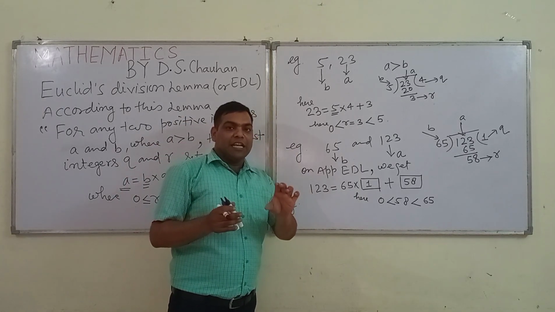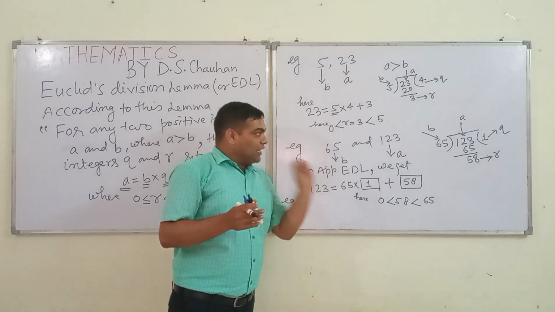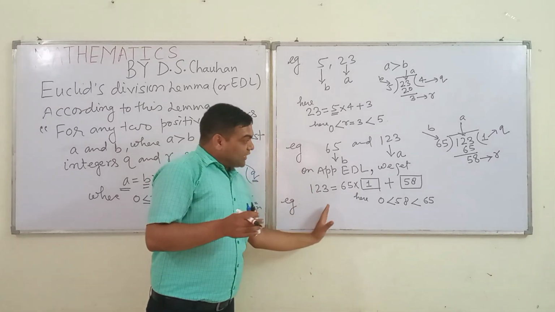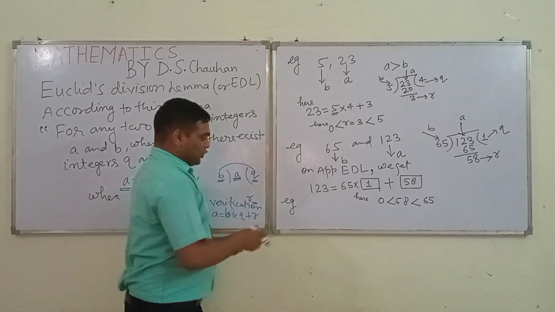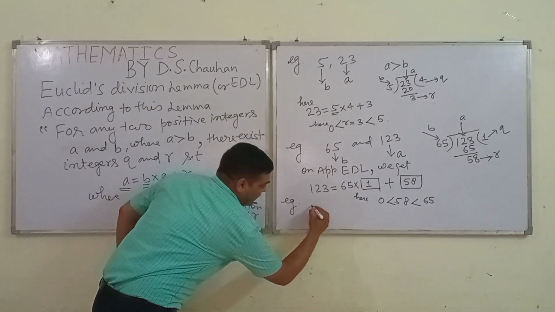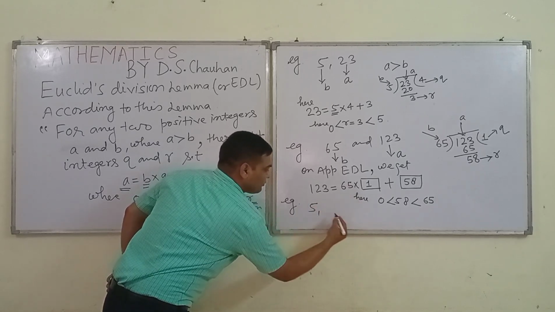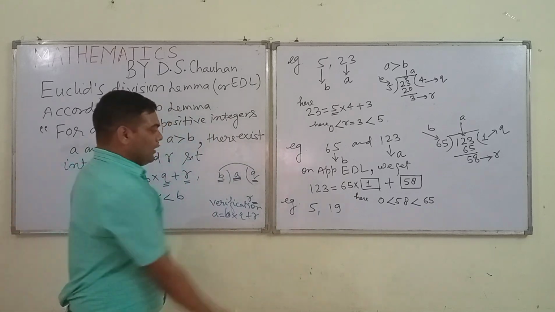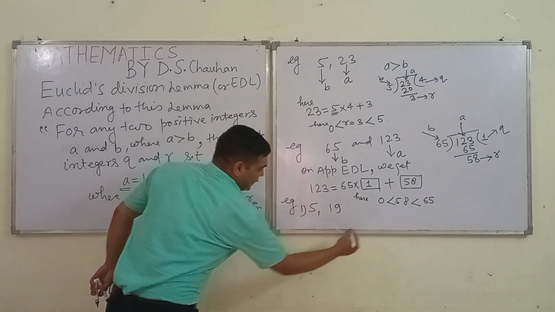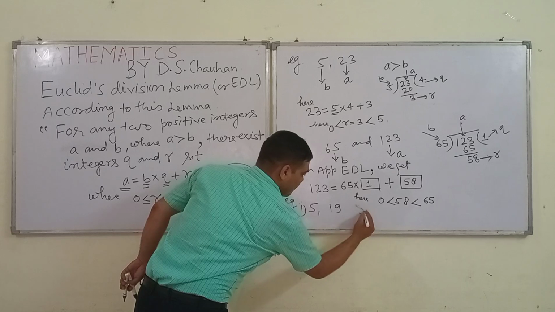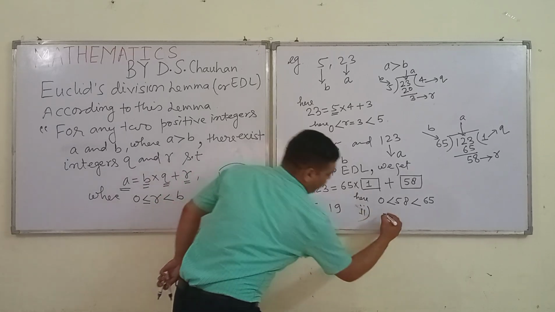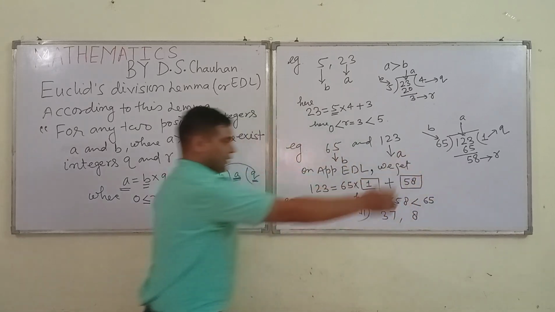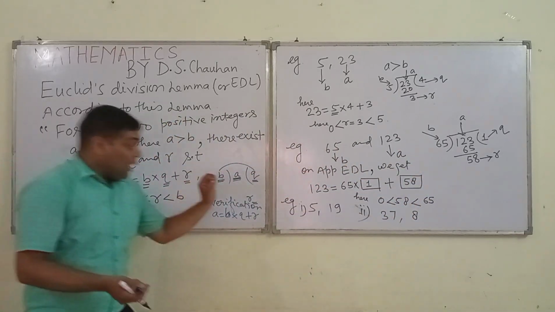It is very helpful for the CBSE board students because their medium is English, and being English medium students, it is our duty that we describe the things according to them. Now students, we have to take another example. Say we have taken here 5 and 19, or another example, students, we have taken here 37 and 8.